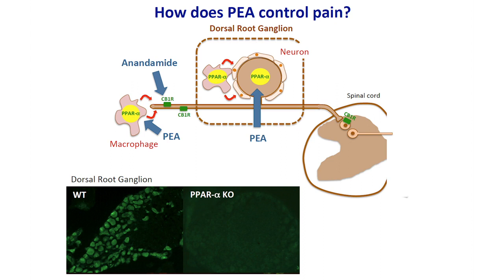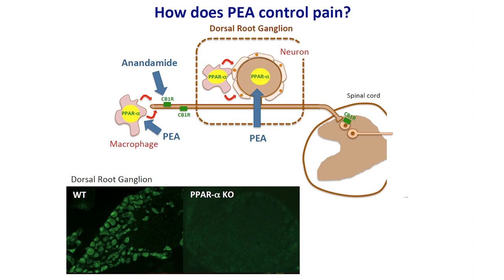And look, the macrophages, as well as the neurons, express PPAR alpha. And that's how we think PEA works, by activating the PPAR alpha in these macrophages and blocking the release of pro-inflammatory signals, as well as in PPAR alpha in the neurons, blocking the activity of the cells.